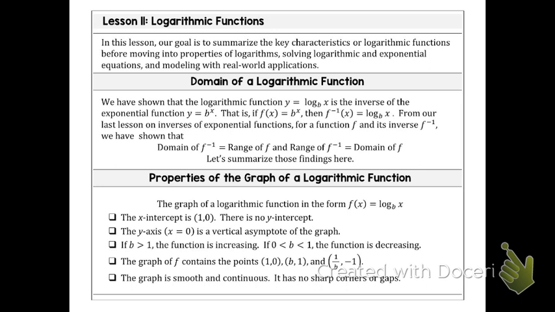So some properties of the graph of a log function that we've seen so far. The graph of a log function in the form of f of x equals log base b of x is going to have an x-intercept at (1, 0), and there is no y-intercept. The y-axis, or x equals 0, is your vertical asymptote of the graph. If your base is greater than 1, the function will be increasing. If your base is between 0 and 1, the function is decreasing. The graph of f contains the points (1, 0), (b, 1), and (1 over b, negative 1). The graph is smooth and continuous. It has no sharp corners or gaps.